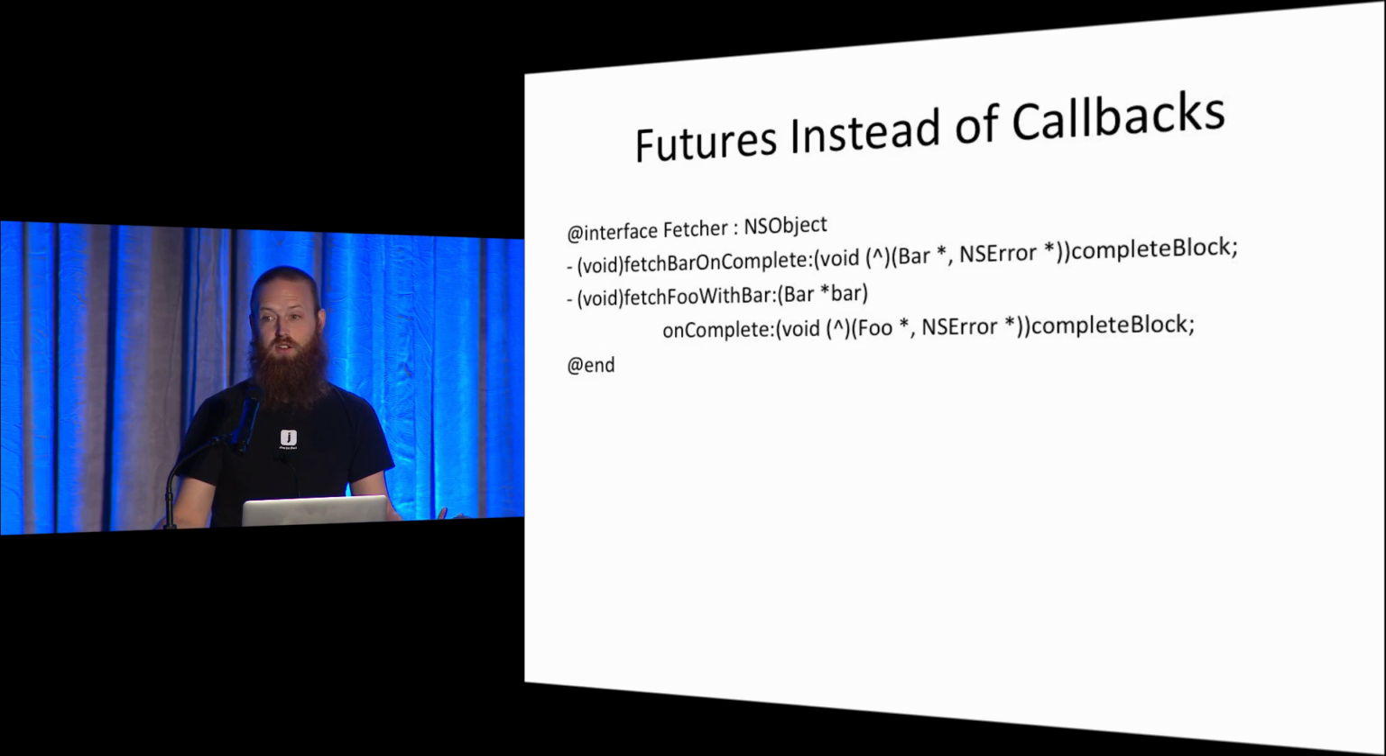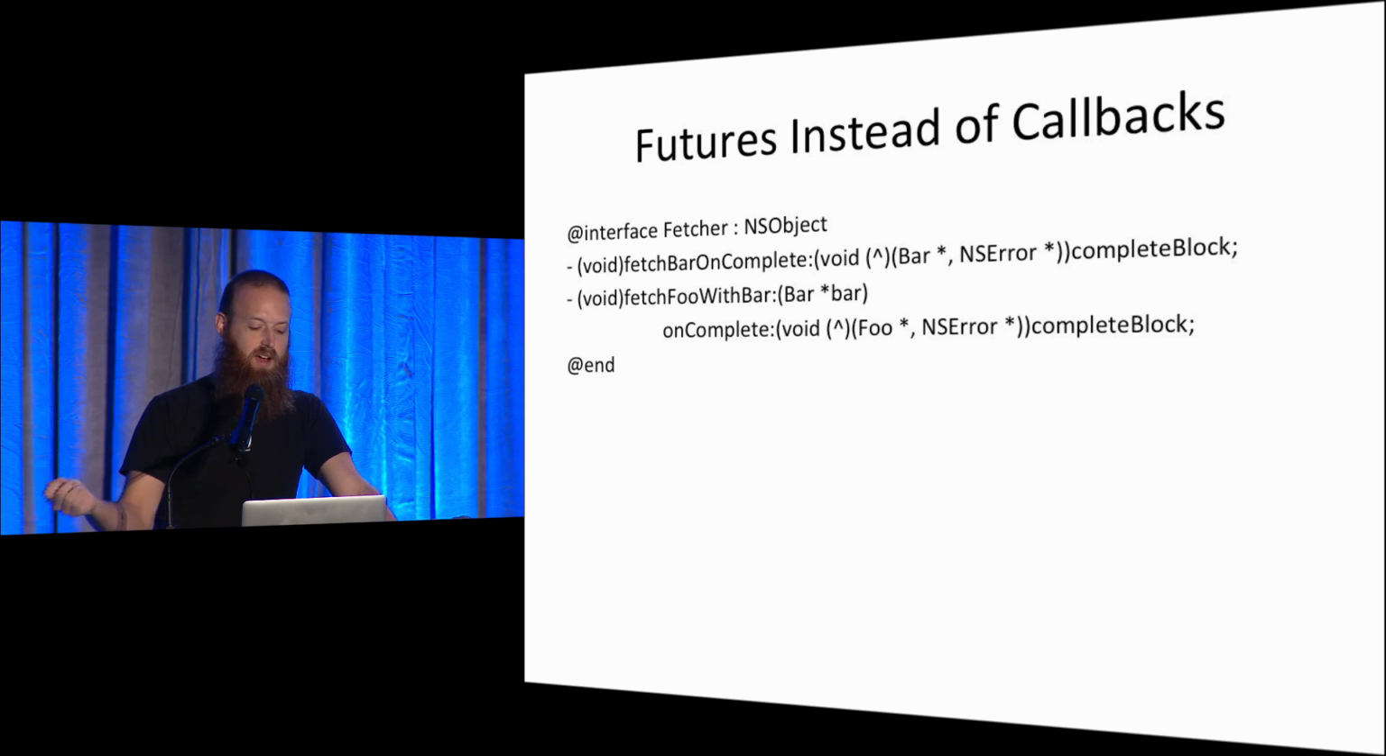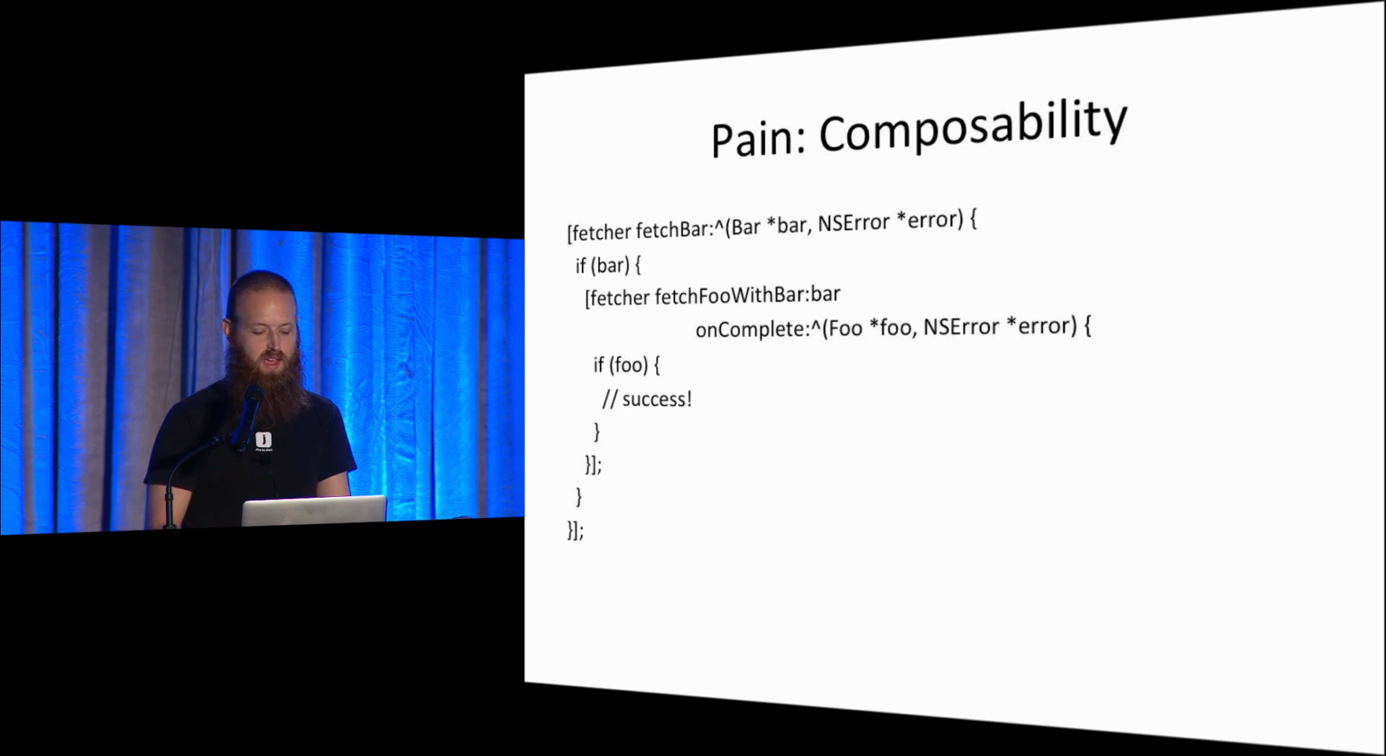Then we have this notion of futures instead of callbacks. So this is some probably pretty common Objective-C code that you've seen, where you call some asynchronous method and then you issue a block callback, or you call a block callback. And as you can see, we have the same sort of invalid tuple situation. So we know up front that we should probably be returning results instead of these errors and literals.